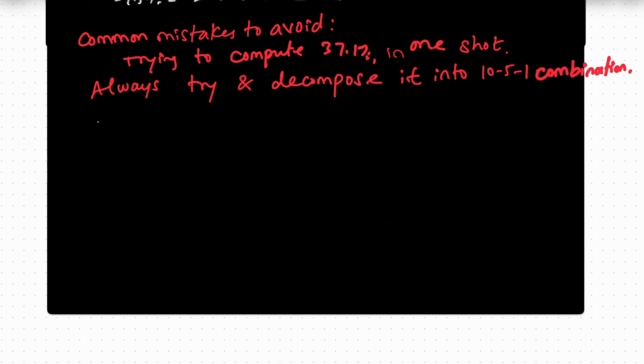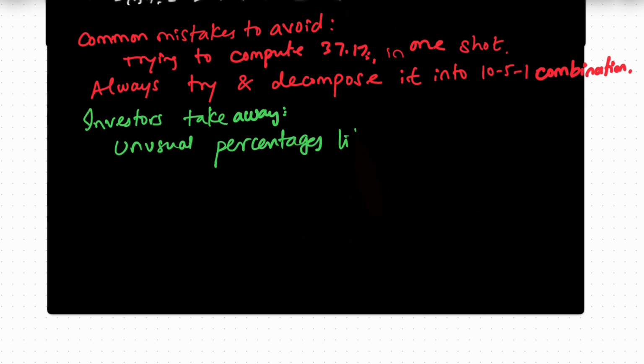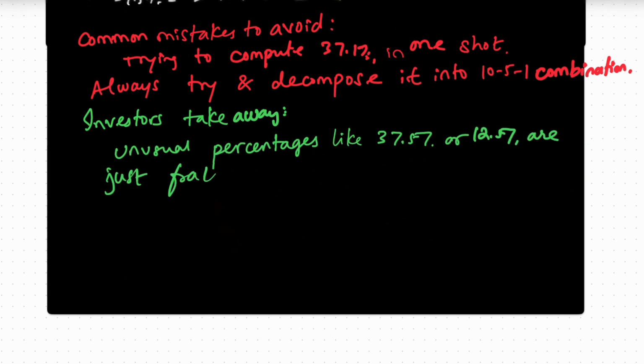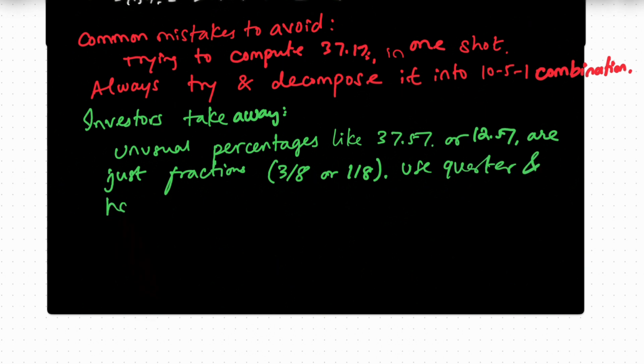And then what is the investor's takeaway? So there are other suggestions here. Unusual percentages like 37.5% or 12.5% are just fractions like 3 by 8 or 1 by 8. So we'll learn this in some advanced course, but for the time being you can use decomposition, but there is a direction here also. So use quarter and half logic also, if you're an advanced user.